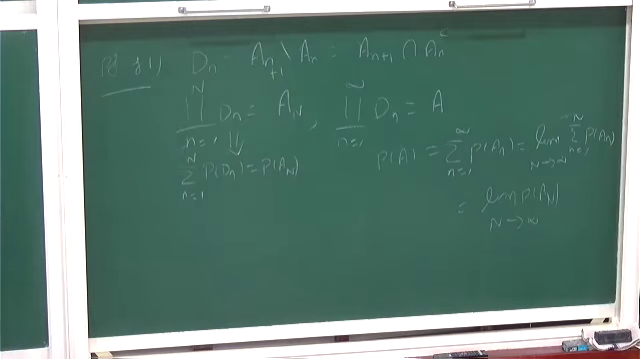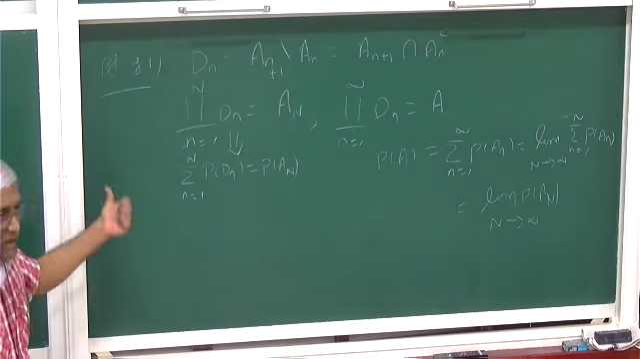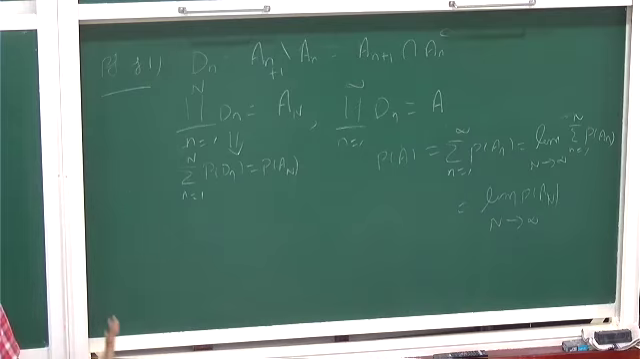So it's direct. You just write the increasing union as some disjoint union, and from the additivity property of the probability measure, this follows. That's all.